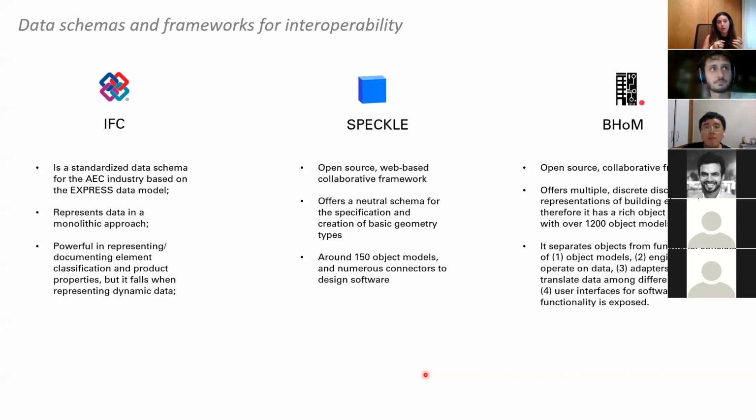And therefore it doesn't have one object for a column, but it has more. And this results in a rich object model library with over 1,200 object models. So what is again crucial and different from other platforms is that it is split in 4 categories. It has the object models, and it has the engines that operate on data. So it splits the functions from objects. It has adapters to map and translate data between different softwares. And it has interfaces in design softwares where we can use it, where functionality is exposed.